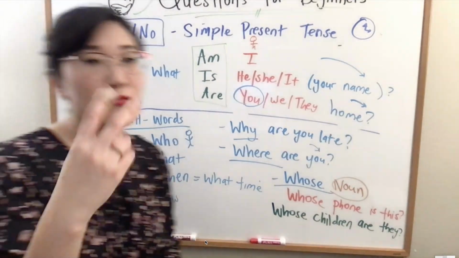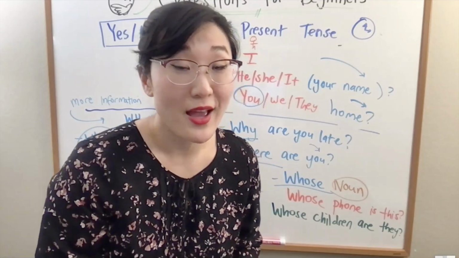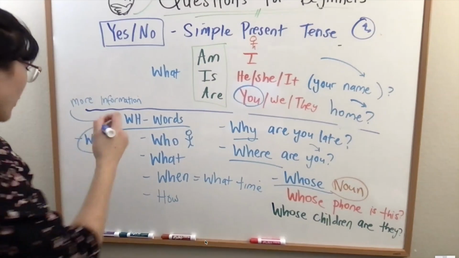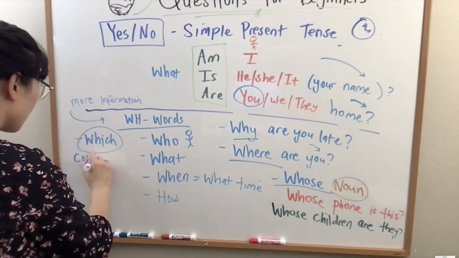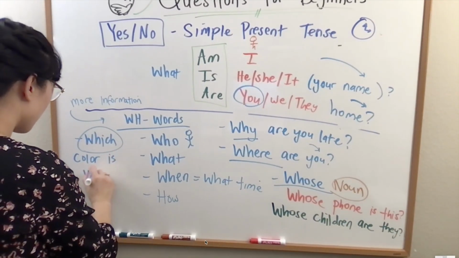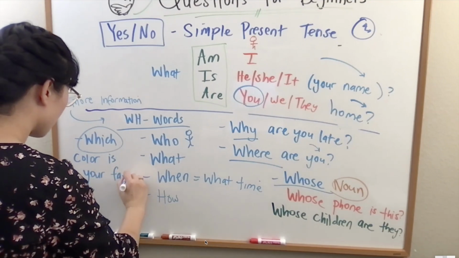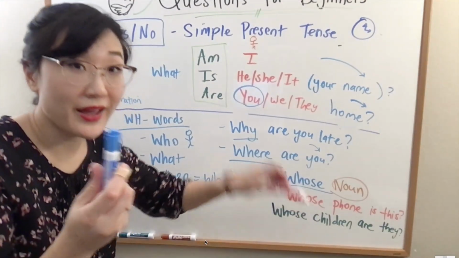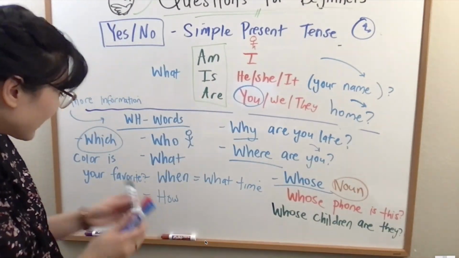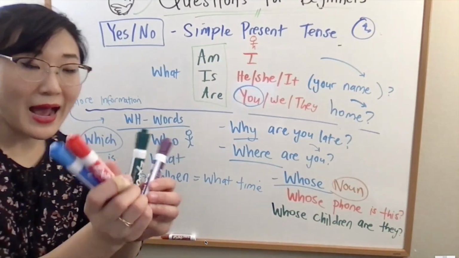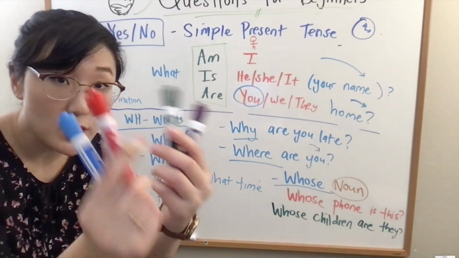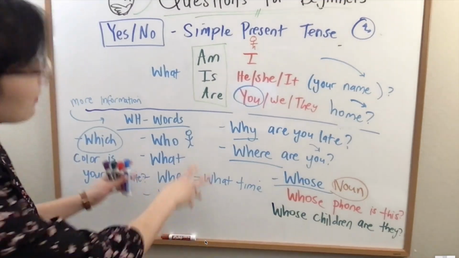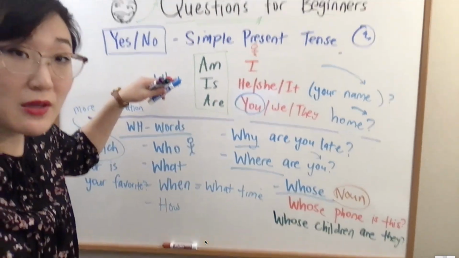Which is when you have 2, 3, or 4 options. I ask you to choose. So for example, which color is your favorite? Do you like blue? Do you like red? Do you like green? Do you like purple? I'm asking you to choose which color is your favorite. So these are more information questions with the be verb.